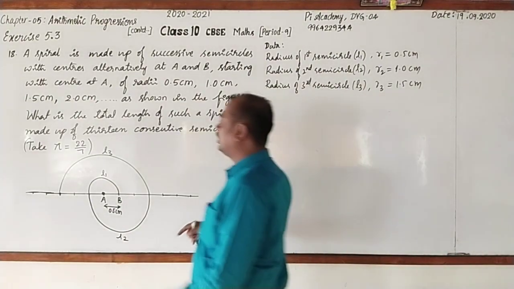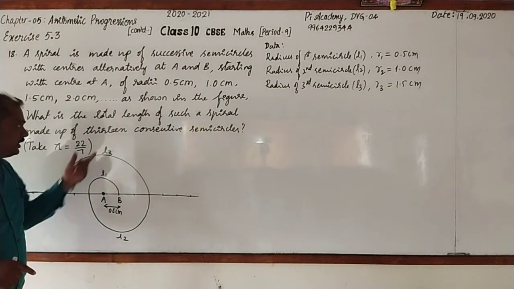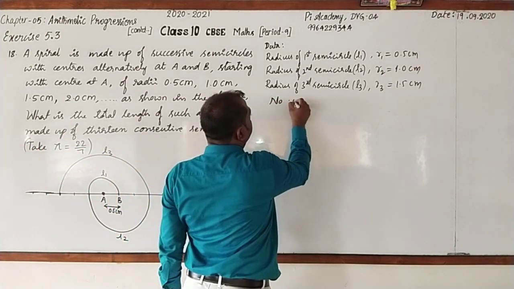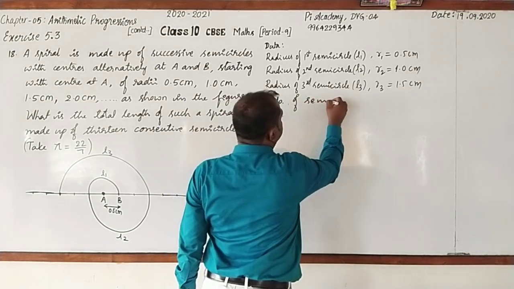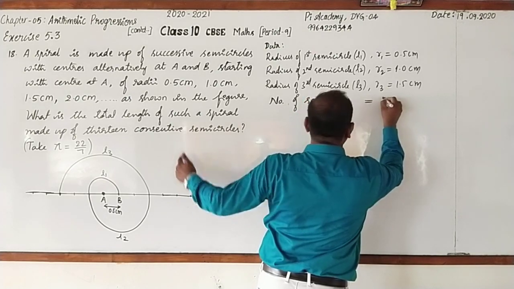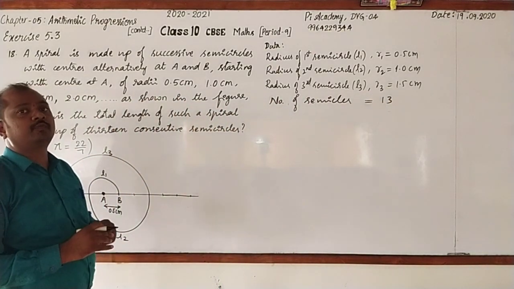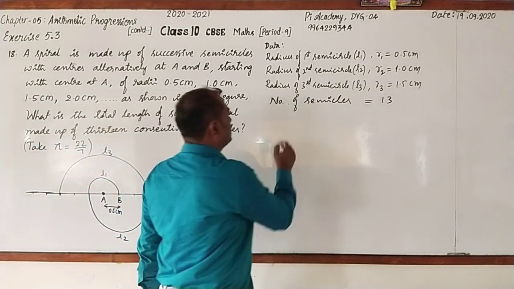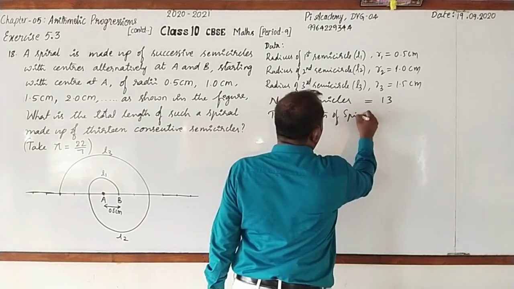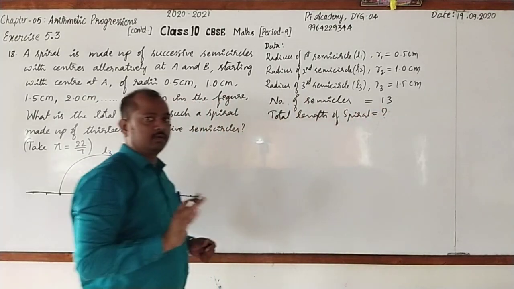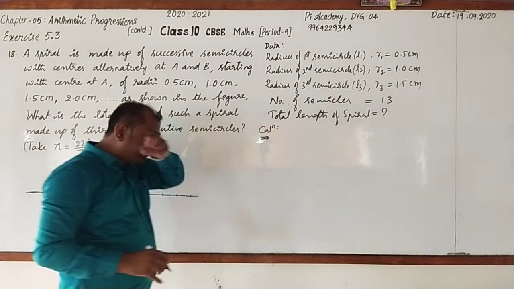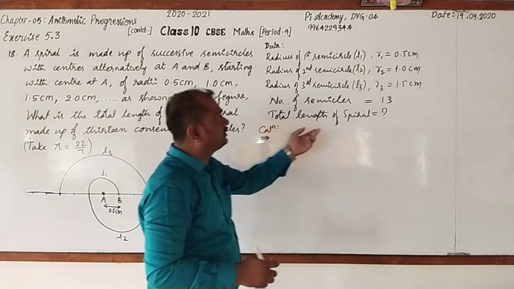Total, how many semicircles are there? The spiral is made up of 13 semicircles. Here I'll write number of semicircles which make the spiral, it is 13. Now we have to find out the total length of the spiral. Total length of spiral is equal to question mark. Clear? Okay.